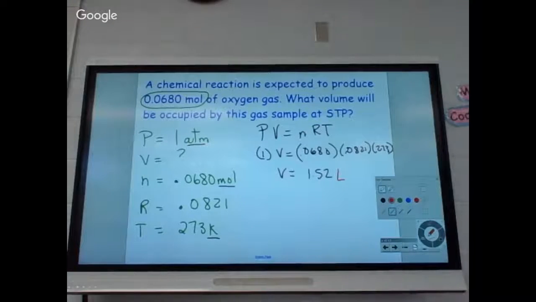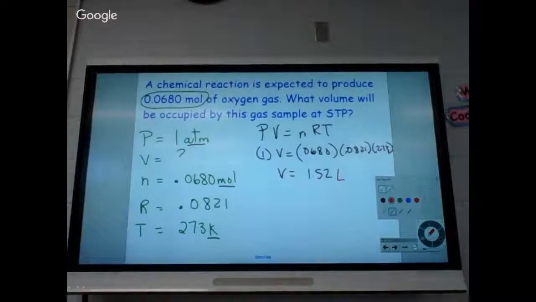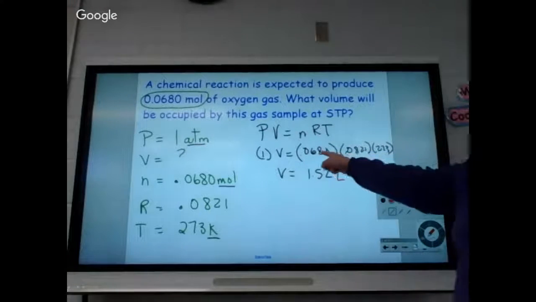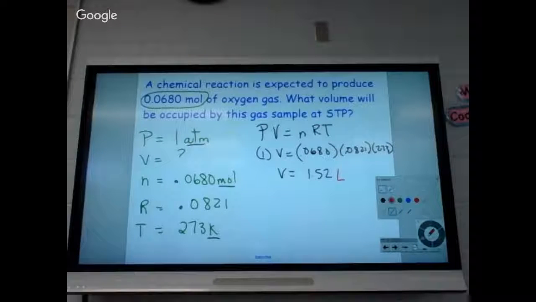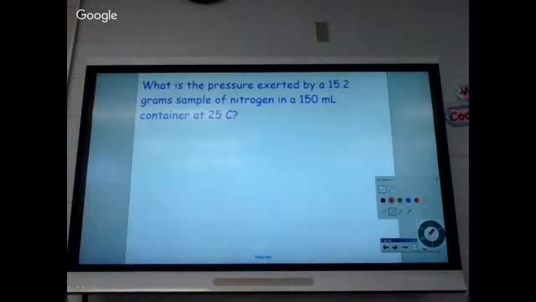What's wrong? How do you get it? So 0.0680 times 0.0821 times 273, and then I divide by 1 on the other side. Okay. Because we're dividing by 1 on the other side, which won't affect anything. Question. Yeah. Significant digits. As long as you don't give me everything on that calculator, I won't take off for them. Okay? All right. Here's a slightly different one.